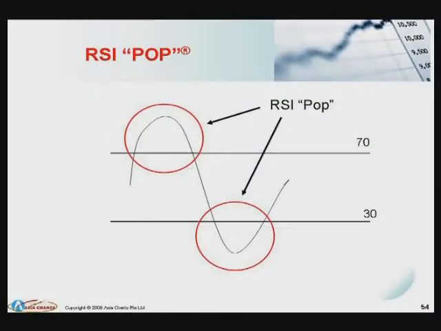Now what is a pop? When the indicator goes above 70 and comes down, there's a hump here, we call it a pop. Okay, now over here, you go below the 30 and you actually move up above 30. Again, over here, we call it a pop. So here, we have an RSI pop. At the top, at the bottom, this is called the pop.